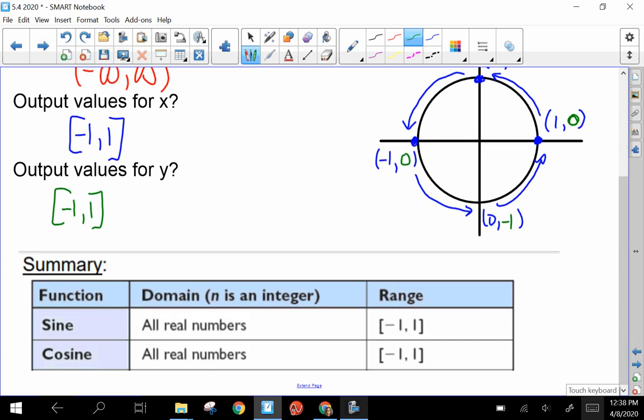I'm going to hold off on tangent. We will talk about that later, but I don't want to get there quite yet. We're going to get a handle on sine and cosine first. And again, no direct questions covering this in section 5.4, but it is helping us prepare for section 5.5.